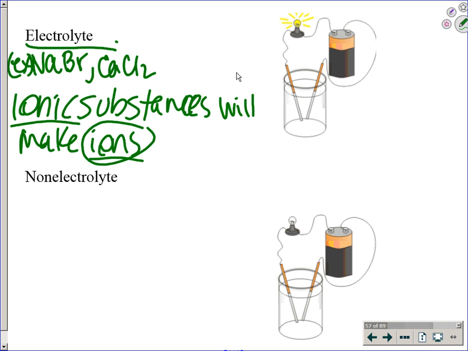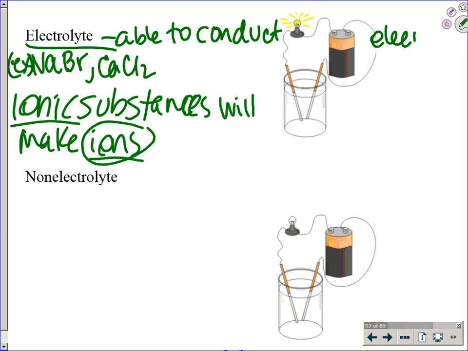What does electrolyte mean? Like the definition. What is it able to do? Say again? Right. Electrolytes are simply something that's able to conduct electricity. And there should be a reason why we consider ions able to do that. Can you guys talk in your groups first and talk about why ions are able to do that? Talk in your groups first.